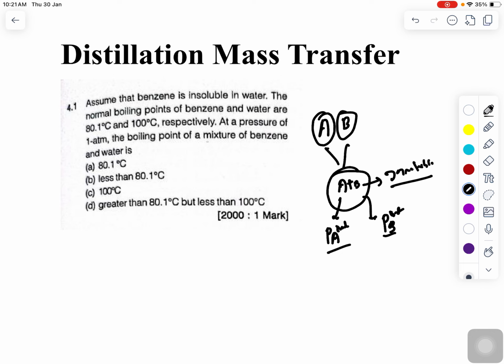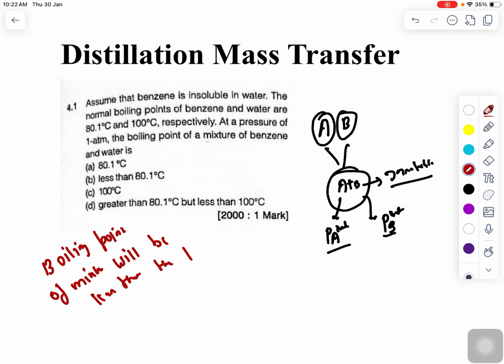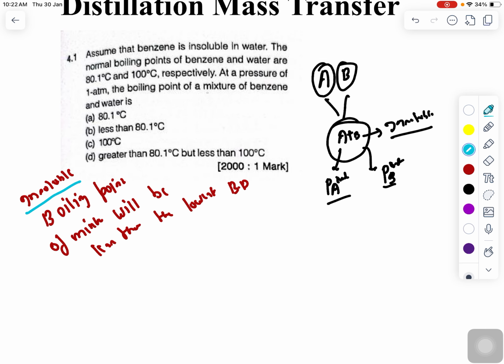So when it comes to the boiling point of the mixture, since the partial pressures exerted by both of these components will get added, ultimately the boiling point will reduce. So the boiling point of the mixture will be less than the lowest boiling point, right? If it is insoluble, then the boiling point will be less than the lowest possible. Here you can see the lowest one is 80.1 and the highest one is 100, so it will be less than 80.1.